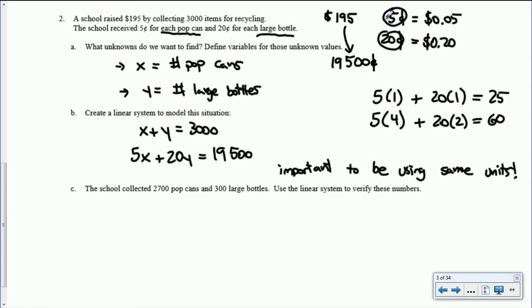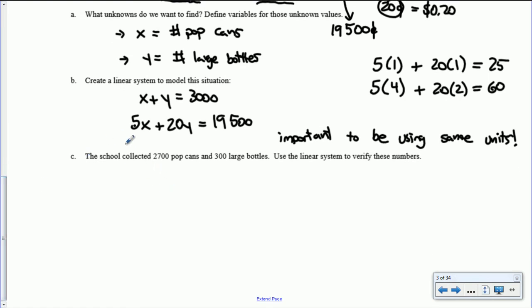Okay, so for example, if I did 5 cents, 20 cents, and 195, so if I used 5, 20, and 195, I would have to collect a lot fewer bottles to make it to 195. So that would be kind of equivalent to me saying each pop can's worth $5, each large bottle is worth $20. How many do I need to reach $195? Well, not that many, right?